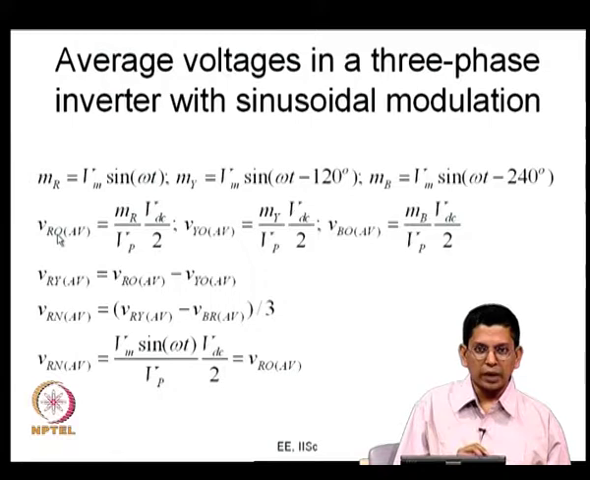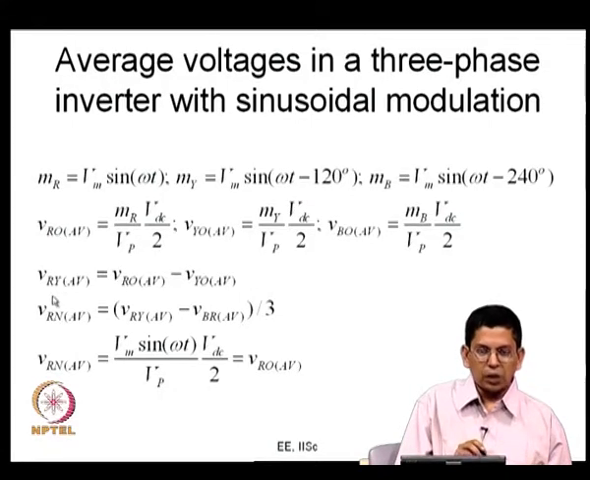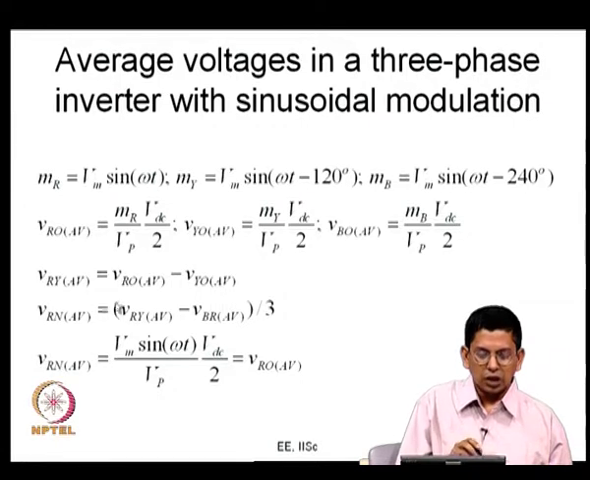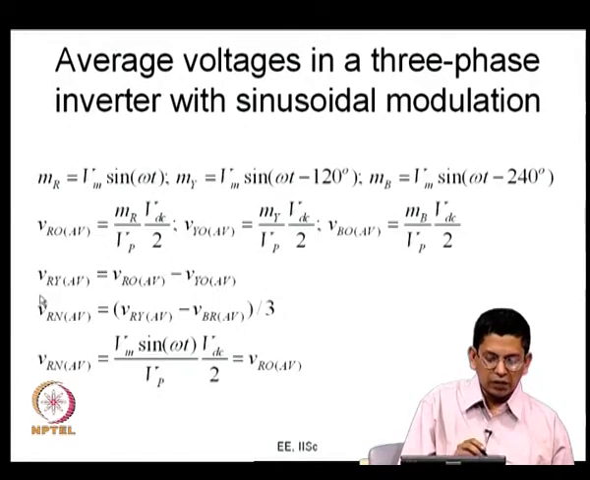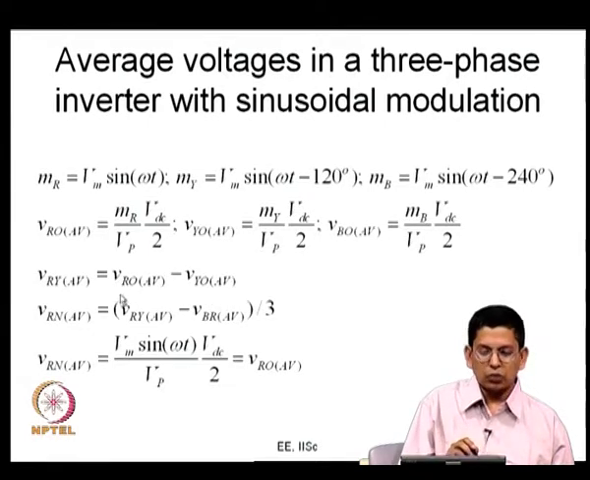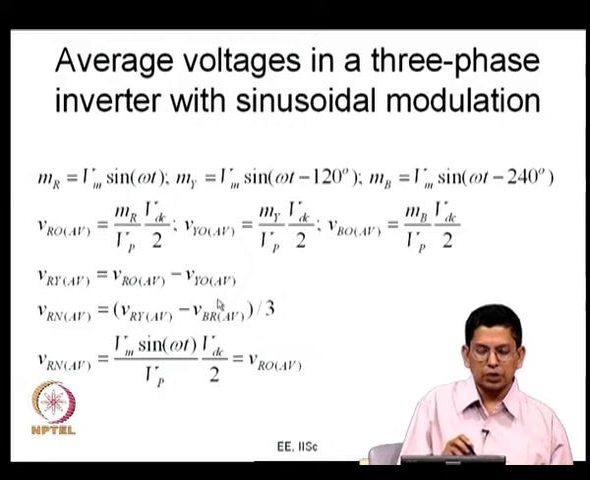Now, what do we do next? Let us say VRY average is the average line to line voltage. Now, what is the average line to line voltage? This VRY average is VRO average minus VYO average. It is very simple. If you take the instantaneous quantity, VRY is equal to VRO minus VYO. So, the same way, VRY average is equal to VRO average minus VYO average. You subtract those two quantities, you get VRY average.